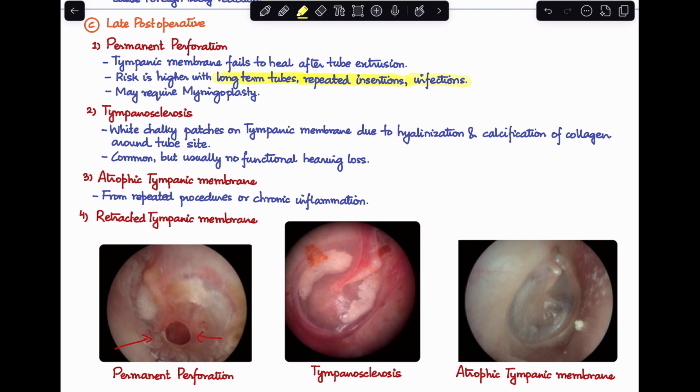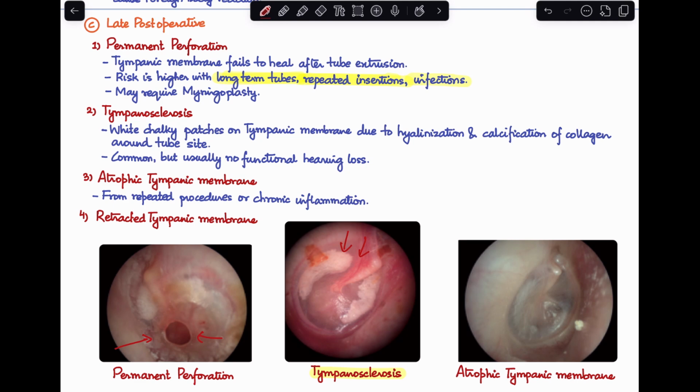Second complication here is tympanosclerosis. If you look at the second image over here, we can see these whitish chalky patches on the tympanic membrane, which occur because of hyalinization and calcification of collagen around the site of tube insertion. Usually, this is a very common complication, and we do not need to worry as much about it because there's not much functional hearing loss in tympanosclerosis.